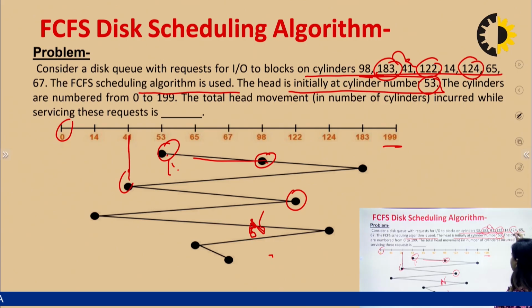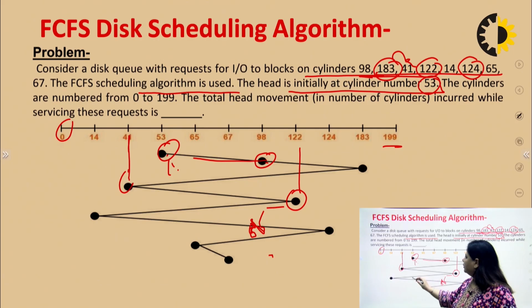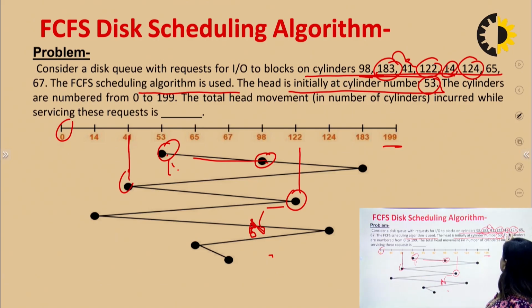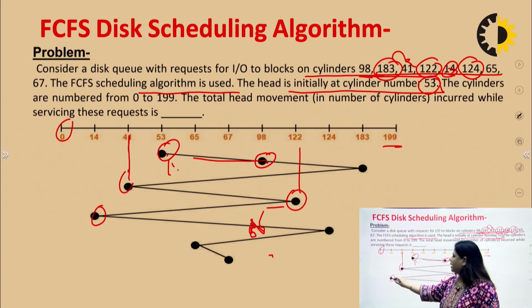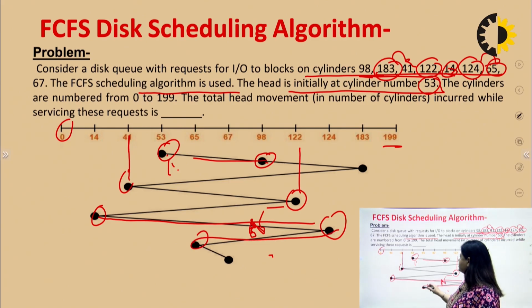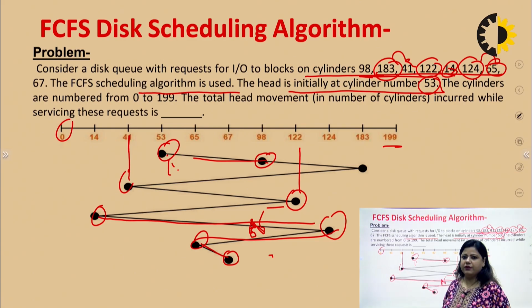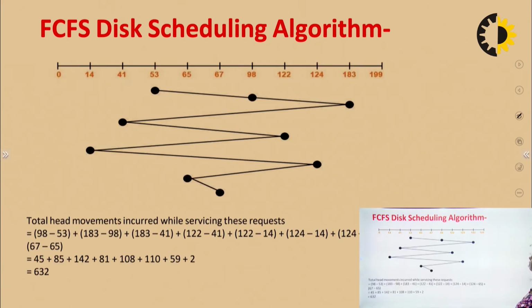So after that 124, the next head moves 122 to 14, and after 14 the head moves from 14 to 124, and after 124 the head moves to 65, and after 65 it moves to 67. So this is the basic architecture or structure of the FCFS algorithm, and how we solve it.